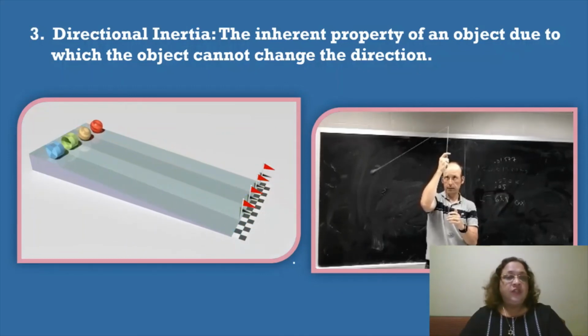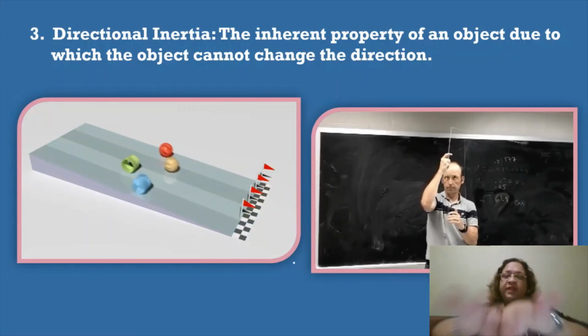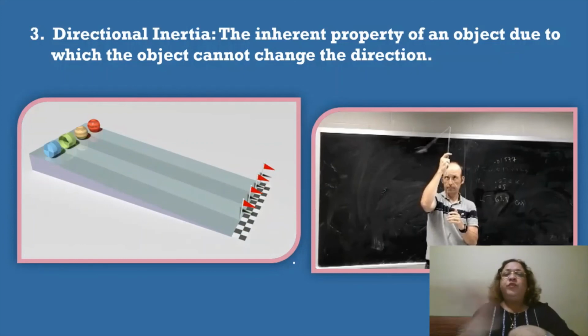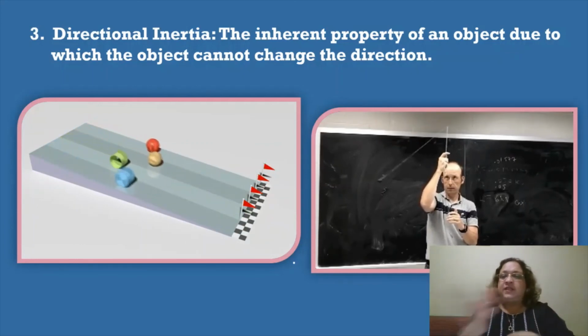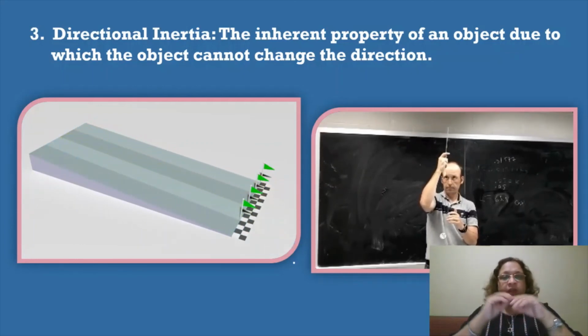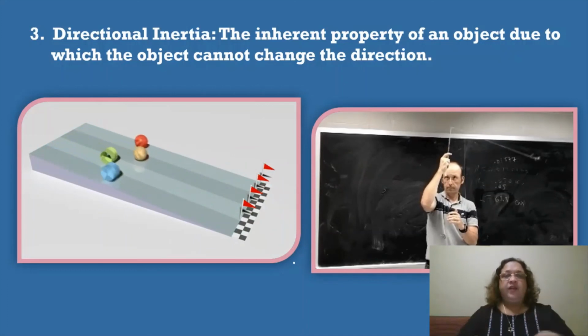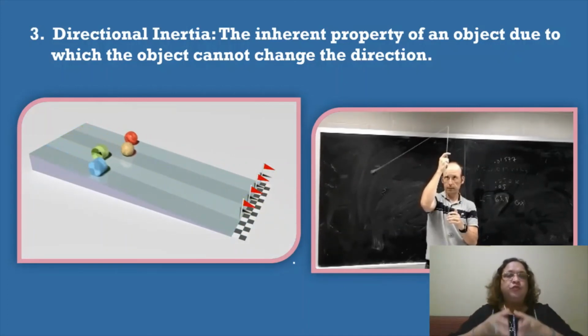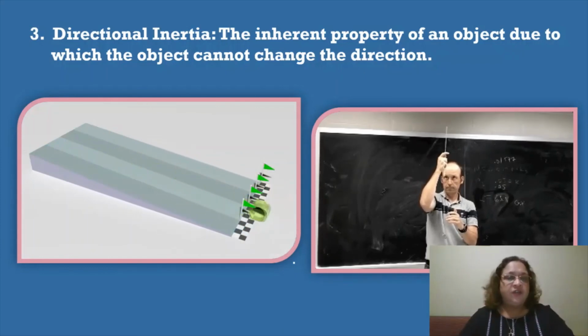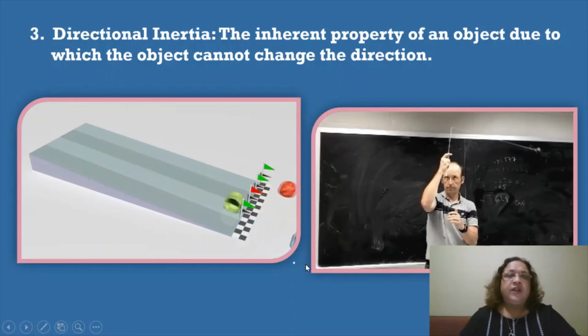Okay, so these objects which are moving, they'll only move in this direction. They will never be moving like this, in a zigzag motion. Whichever property they have within themselves, that property is used to move in a particular direction which cannot be changed. That is called directional inertia.